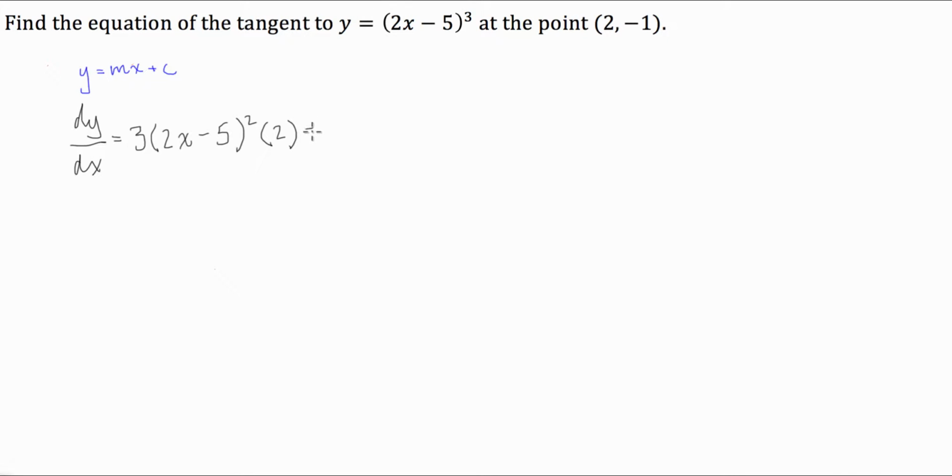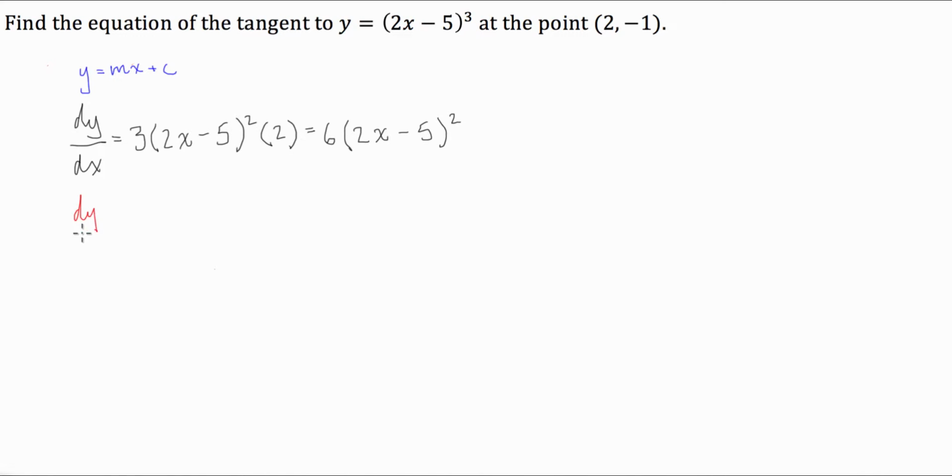Okay, now we're going to just clean this up a bit. That's maybe just because of personal preference. You can leave it like that if you feel like it. Doesn't really matter. 2 times 3 is 6, times (2x minus 5) all squared. So that's our derivative. Now what we have to do is evaluate this derivative at x equals 2.